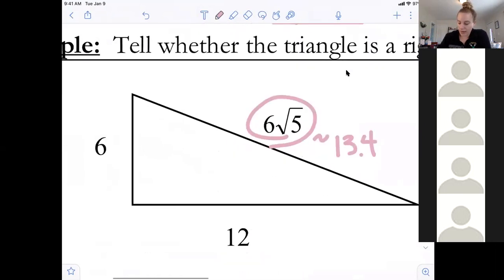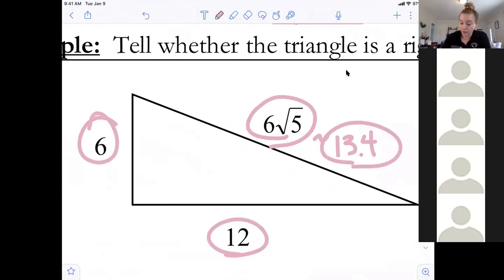So once I rewrote that as 13.4, now I can think, okay, 6, 12, and 13.4. 13.4 is for sure the biggest one, so this side is my C. The other two are my A and B. It doesn't matter which one goes where, it just matters that they're not C. Anyone have questions on my logic to decide 6 root 5 is the biggest number?